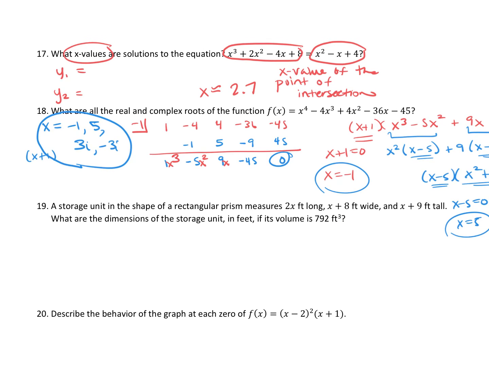All right, number 19. A storage unit in the shape of a rectangular prism measures 2x feet long, x plus 8 feet wide, and x plus 9 feet tall. What are the dimensions of the storage unit in feet if its volume is 792? Okay, so we are being asked to find the dimensions. Right now, we know that the length is equal to 2x. The width is x plus 8.